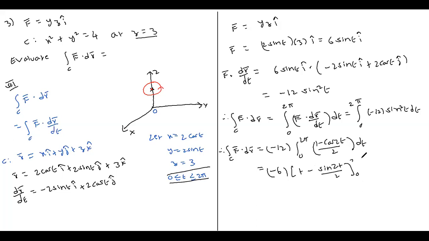So the simplification is going to be minus 6 times 2 pi minus sin 4 pi, which is 0, and the lower limit is 0, minus 0 is 0. So what we got is minus 12 pi. Can you see that? 2 pi into minus 6 is minus 12 pi.